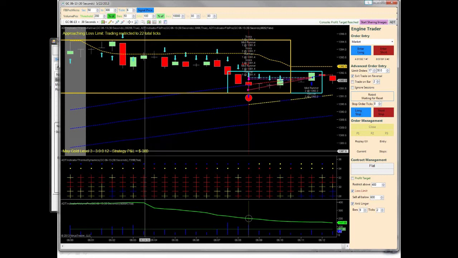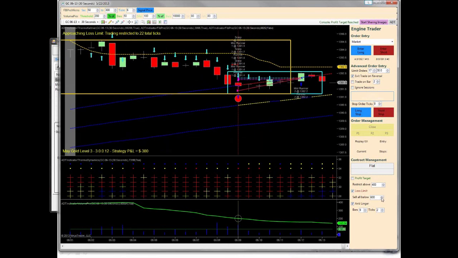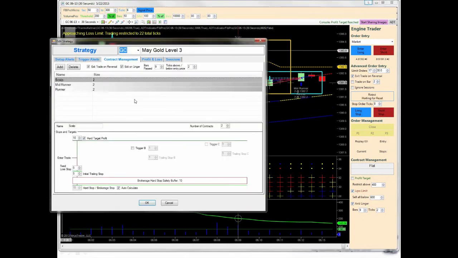So I'm at -380. What's going to happen here? Well, my loss limit of 600 is a pretty hard stop. I don't go below that ever, as long as this checkbox is checked here. The loss limit checkbox is checked. Let's go back and look at the strategy definition to see what that means.